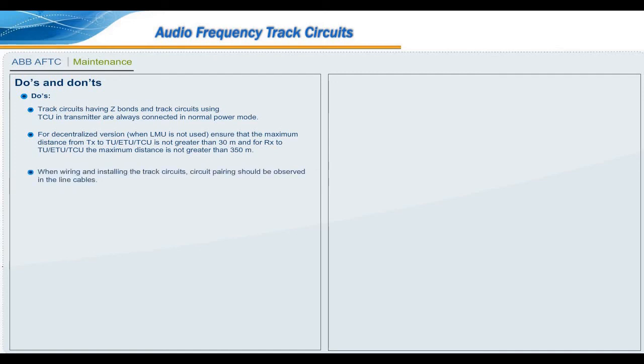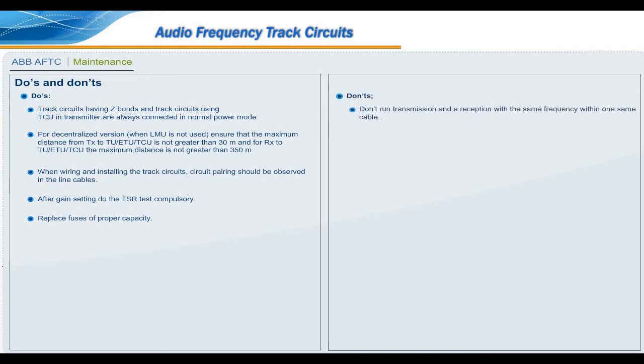When wiring and installing the track circuits, circuit pairing should be observed in the line cables. After gain setting, do the TSR test compulsorily. Replace fuses of proper capacity.